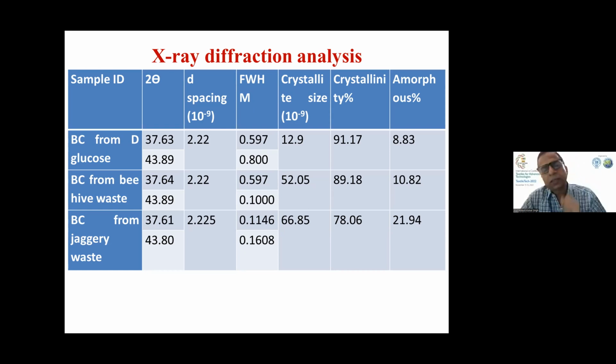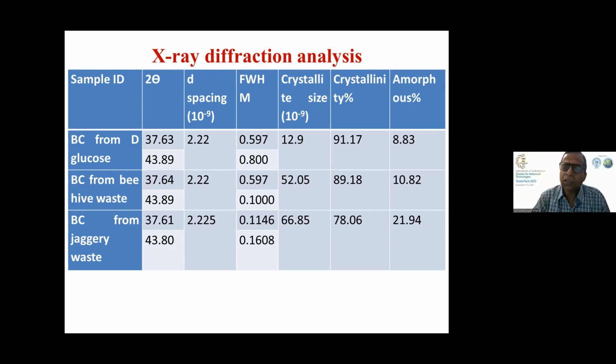If you will see the crystallinity content, in case of HS media, the crystallinity was highest, 91.17%. In case of beehive waste, it was 89.18%. And in case of Zagari waste, it was 78.06%. Amorphous content was also in the same fashion, means when crystallinity is higher, amorphous content is less.